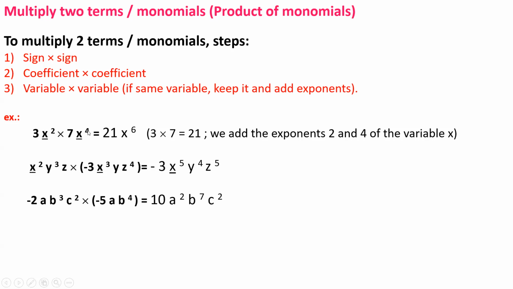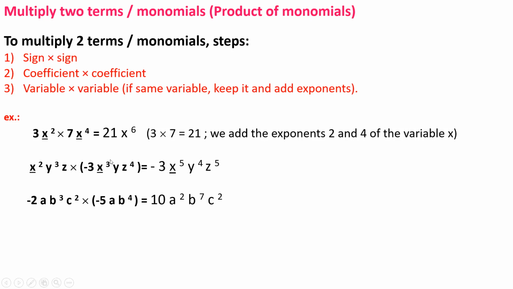3x squared times 7x to the fourth. I start: positive times positive is positive. I don't write the plus. 3 times 7 is 21. X squared times x to the fourth. X and x are the same, so I keep my variable x. Now 2 plus 4 is 6, so my exponent will be 6. X squared y cubed z times minus 3x cubed y z to the fourth. Here my sign is positive. Positive times negative is negative. Here I do not have a coefficient, so my coefficient is 1. 1 times 3 is 3.